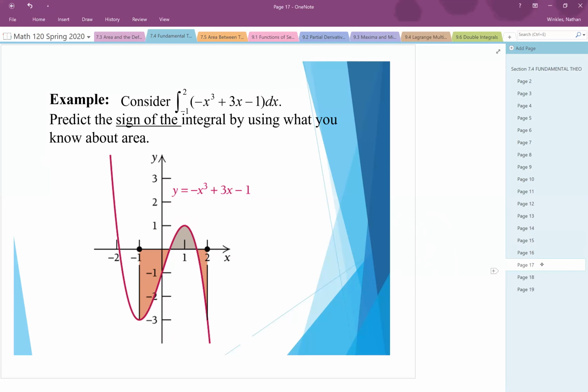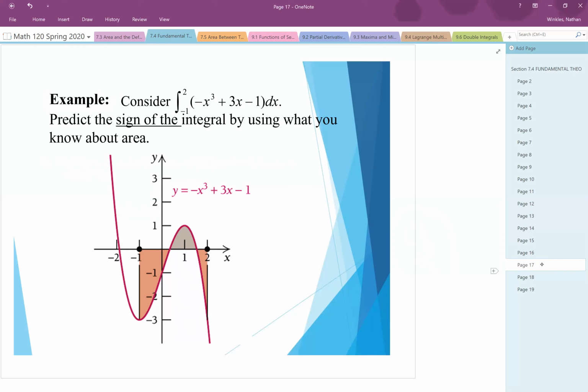Now, for this problem, it's not asking us to work out the problem. It's just asking us to think about this theoretically, what's going on. So for example, consider the integral from negative 1 to 2 of negative x cubed plus 3x minus 1 dx. I don't even really care about what that is since they gave me the graph. We just want to predict the sign of the integral by using what you know about area. Keep in mind, we're not finding the area in this problem, we're finding the integral. That means two different things.